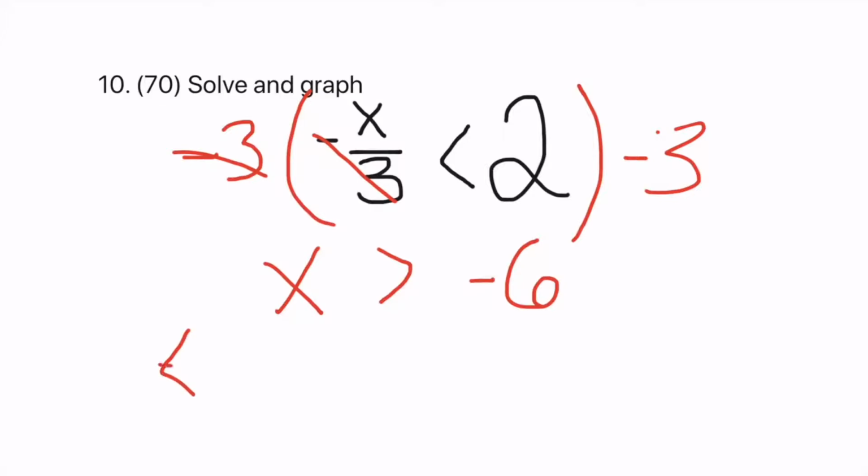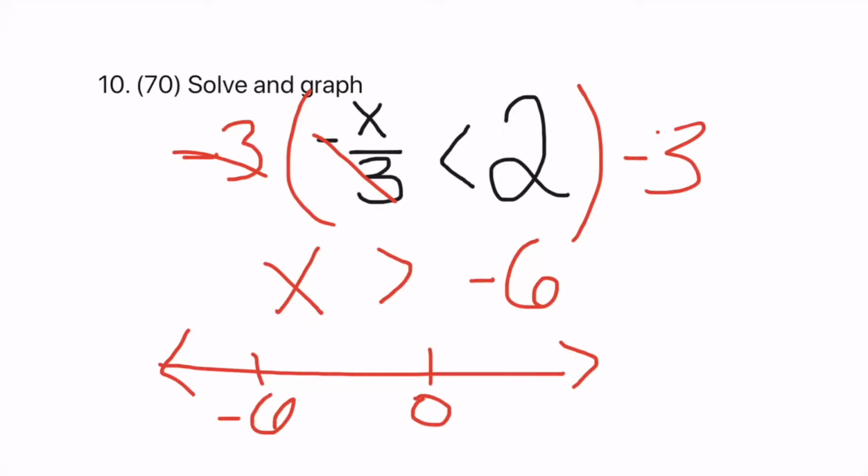And then next, we have to graph it. So I have my 0 here. -6 will be down here. And it's just an open circle this time. And notice I want x is greater than that number, so all the numbers bigger than it. So it's going to be going to the right.